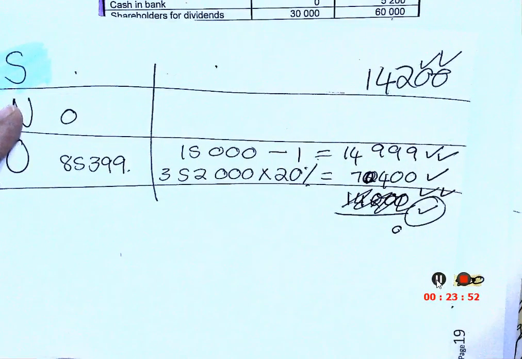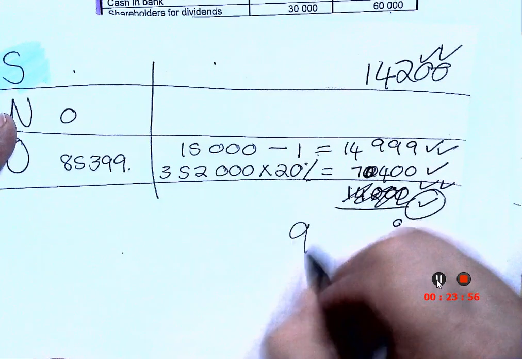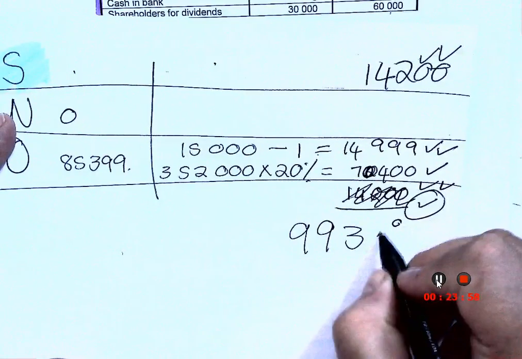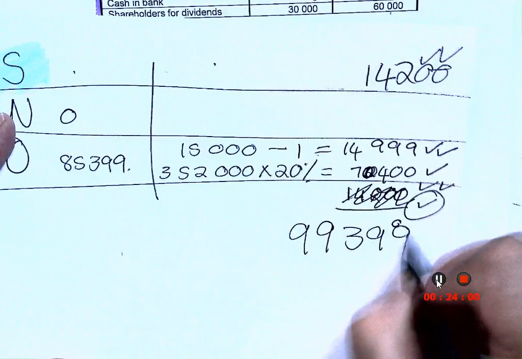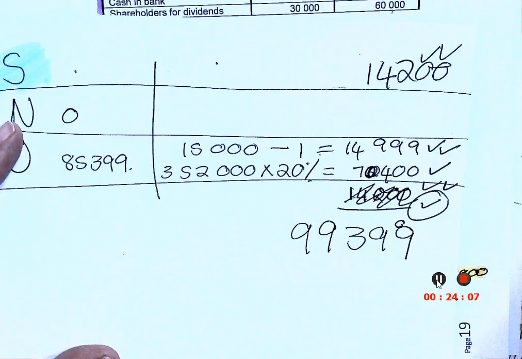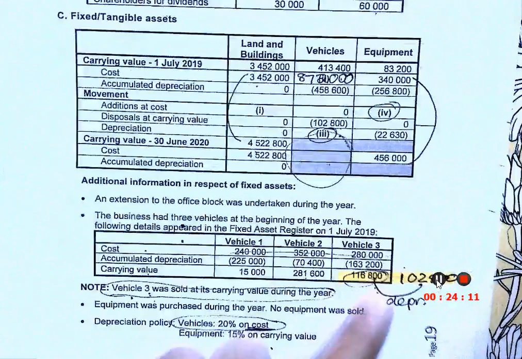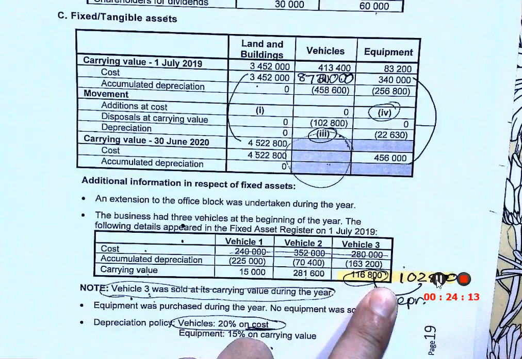Do you have the memo? No. 399. Yeah. You see? What don't you see? This one.